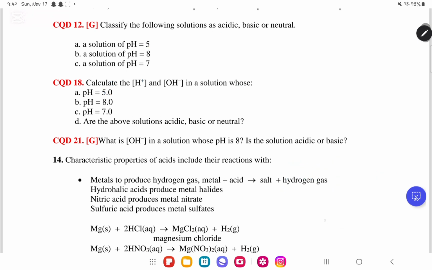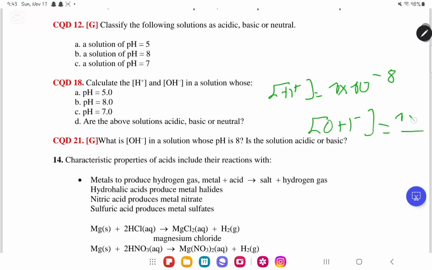Now, if we're going to do the second one, which has a pH of 8, then the concentration of H plus is equal to 1 times 10 to the negative 8. Then the concentration of OH minus is equal to 1 times 10 to the negative 14 divided by 1 times 10 to the negative 8. And then after doing it, you are going to get 1 times 10 to the negative 6.